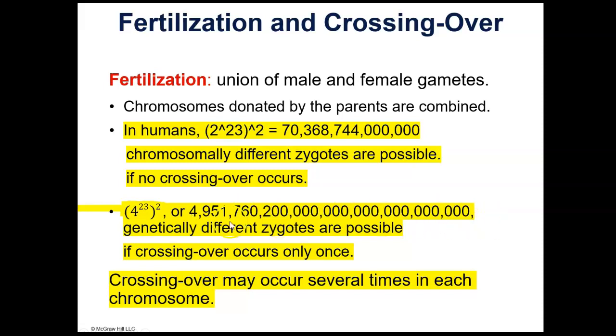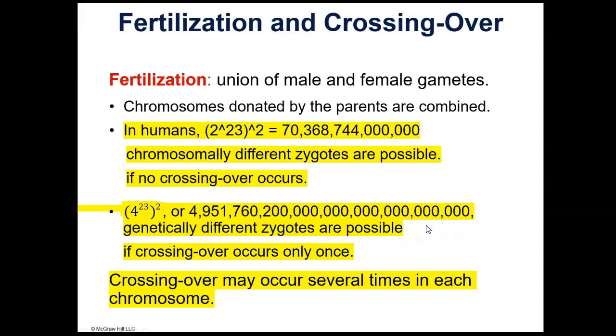Well, whatever it is, it's 4 to the 23rd power squared. So it would be 4 to the 46th power. And that's just too big to even imagine. The point is, we get so much genetic variety just because of crossing over. I mean, it's so much more than what you even get. You get a lot of variety with no crossing over, but look at how much more when crossing over happens.